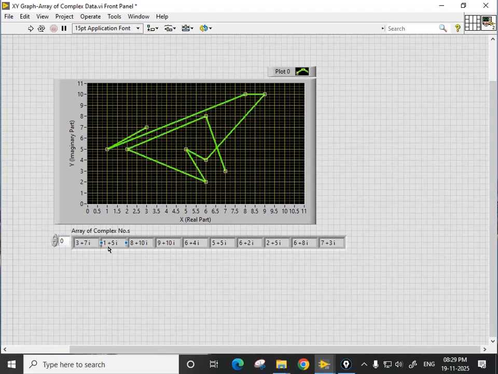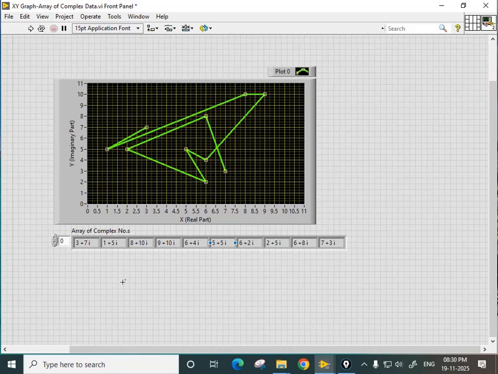The second number is 1 plus 5i. So 1 is over here and 5 is over here. 1 plus 5i. The next number is 8 plus 10i. So 8 is over here, the real part, and the imaginary part 10. So this number over here is 8 plus 10i, and similarly other numbers. And the last number 7 plus 3i is here. 7 is the real part and 3i is the imaginary part. So this way you can plot the complex numbers on the XY graph.